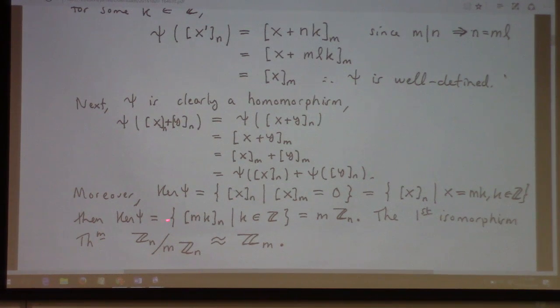Anyway, then the first isomorphism theorem: that's the kernel of a homomorphism. So the domain mod the kernel is isomorphic to the range, and the image here is of course the whole thing because this is clearly a surjection, right? You pick your favorite thing in Zm, say x, then psi of x mod n maps to it.